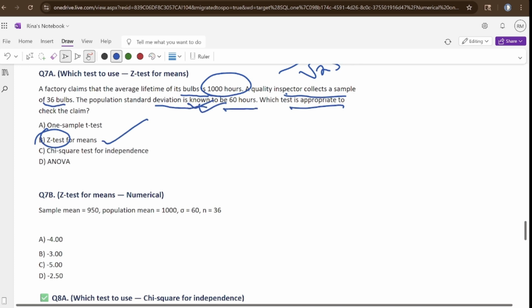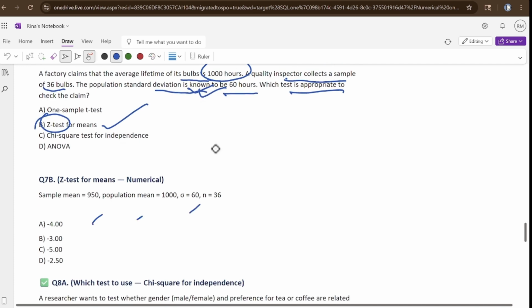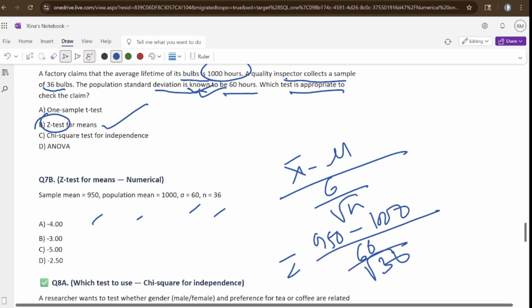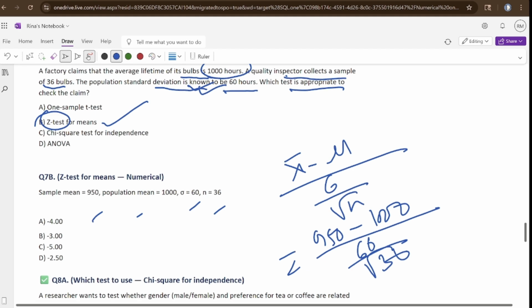So sample mean is given, population mean mu, sigma n. So x bar minus mu by sigma by root over of n. Same formula. So sample mean 950, population mean 1000, sigma 60 divided by root over of 36. Whatever the answer is. Okay.